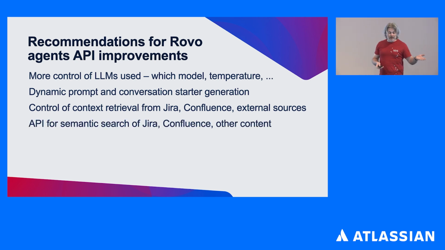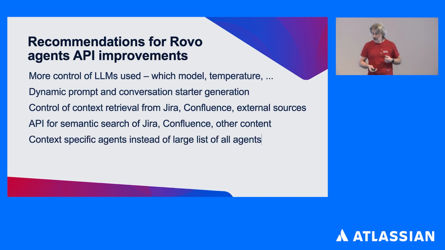It would also be very valuable to get an API for doing semantic search of Jira, Confluence, and other content. For example, nowadays we do it by ourselves. We scan our documentation in Confluence, chunk it, and do semantic indexing of that. It would be better if we could use some Jira and Confluence APIs for that.